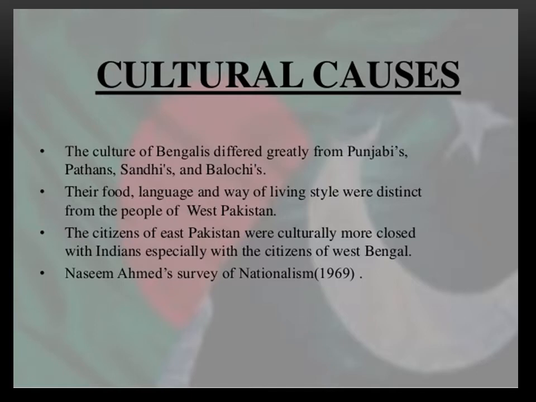The Bengalis were offended or upset by this opposition to the Bengali language, particularly as they also had a different culture from West Pakistan. The culture of Bengalis differed greatly from Punjabis, Pathans, Sindhis, and Balochis. Their food, language, and way of life were distinct from the people of West Pakistan, and the citizens of East Pakistan were culturally closer to Indians, especially the citizens of West Bengal. When Bengal was partitioned, the part of Bengal that now lay in India was really closely connected with them.